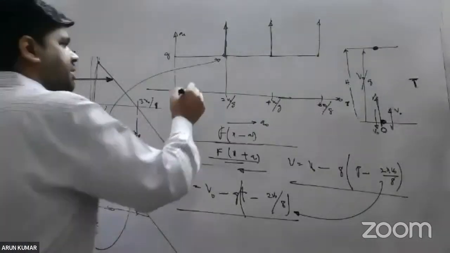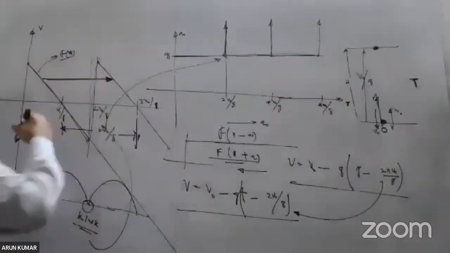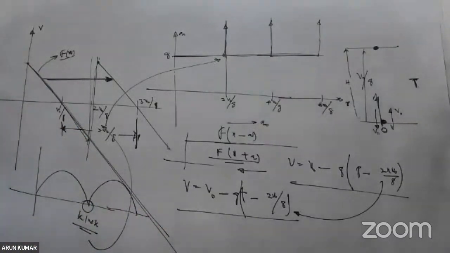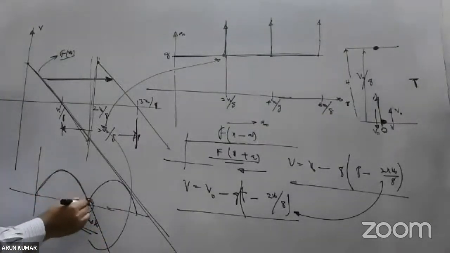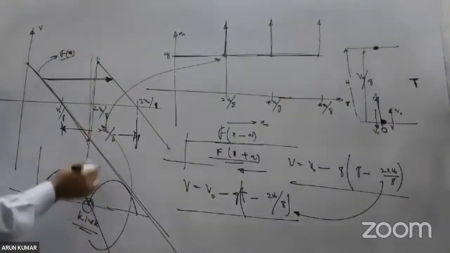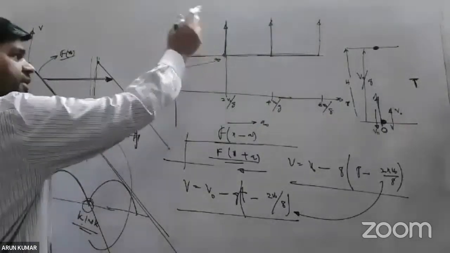But if we were to have a constant line like this, how should the VT graph be? It should be like this. And how should the AT graph be? How should the XT graph be? Like this. But you have a kink here. A kink corresponds to a jump in the VT graph. Sorry, a kink in the XT graph corresponds to a jump in the VT graph. A jump in the VT graph corresponds to a spike in the AT graph.